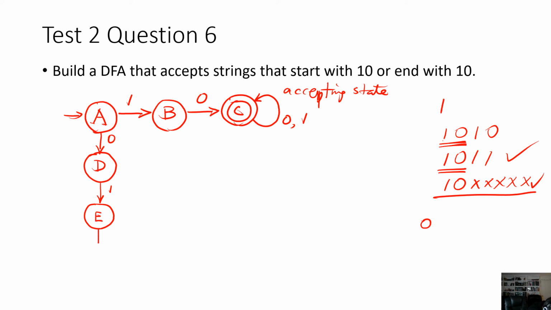And then in the state E, that means the previous input was 1. So if we got 0 as an input when the current state is E, then we got a string like 0, 1, 0, and 0, 1, 0 is accepted, right? Because it ends with 1, 0. So we are going to the accepting state.